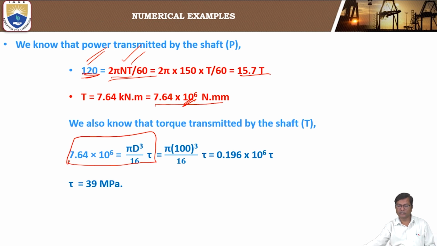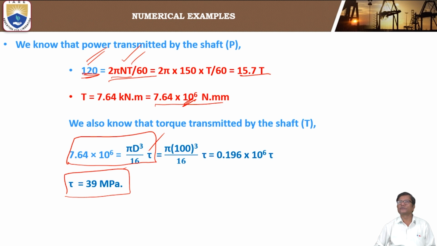To find the shear stress, tau, the diameter is also given. We'll use this equation, from which you'll get tau as 39 Newton per mm square. So all are simple problems only.